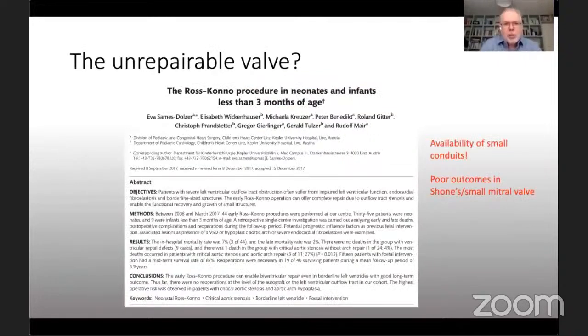And lastly, what does one do with the unrepairable valve? This is a nice study from Graz in Austria discussing the Ross-Konno procedure in neonates and infants under 3 months. This is amazing results with a very low mortality, hospital mortality of 7% out of the 44 and late mortality of 2%. However, they do seem to have no difficulty in obtaining very small homografts, which I'm sure in many places would have difficulty with. And also in the presence of a Shone's or a small mitral valve, this Ross-Konno procedure in neonates doesn't do very well.